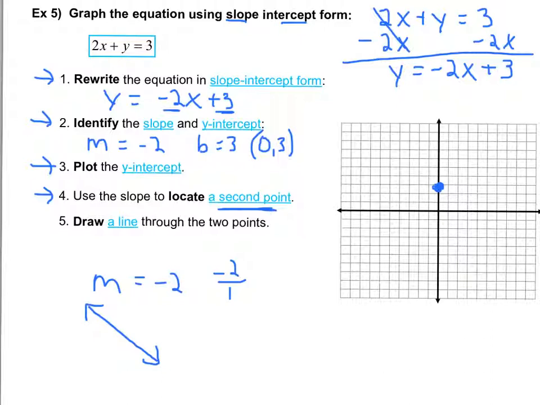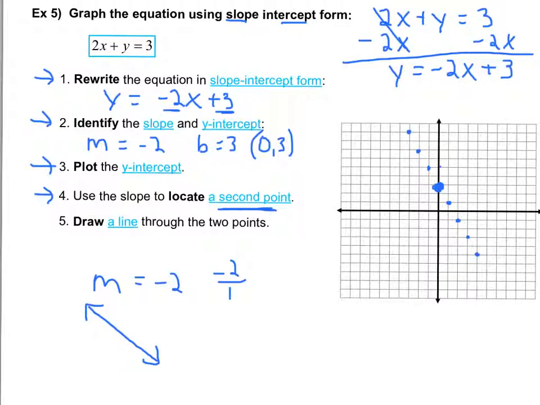So I start at this point, and I go down 2 over 1, down 2 over 1, down 2 over 1. Now if I want to put some points to the left in the second quadrant, instead of going down 2 over 1, I can go up 2 and then left 1, up 2 and left 1, and I still get points on the line.